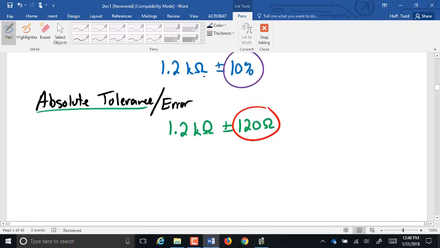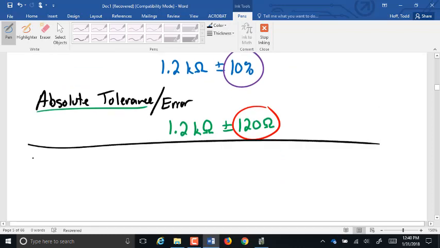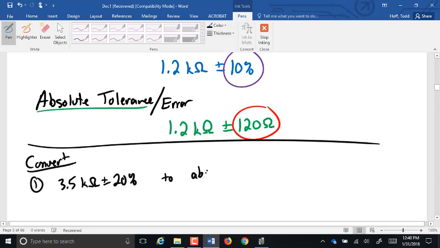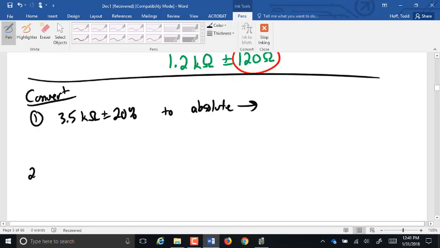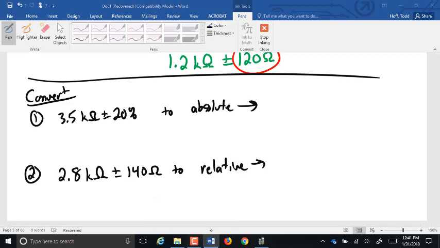To confirm that, let's just give you a couple. Convert 3.5 kilo ohms plus or minus 20% to an absolute. And convert 2.8 kilo ohms plus or minus 140 ohms to a relative. I'll give you a couple of minutes to do those.